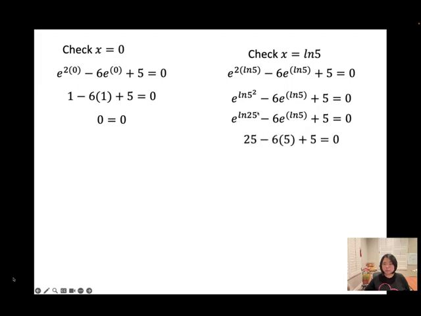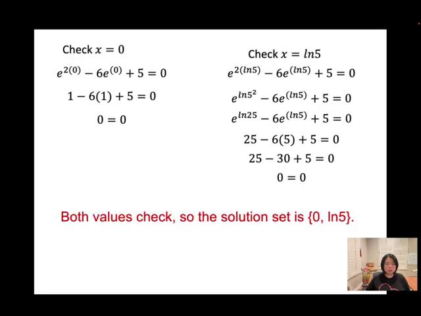Okay, I need you guys to remember this. When you have e to the power of ln 5, e and ln kind of cancel out. So you're only left with the 5 here. Same idea with this guy, right? Combine the like terms, so you're gonna get 0 equals 0. Okay, so both values checked. So the solution is gonna be 0 and ln 5 here.